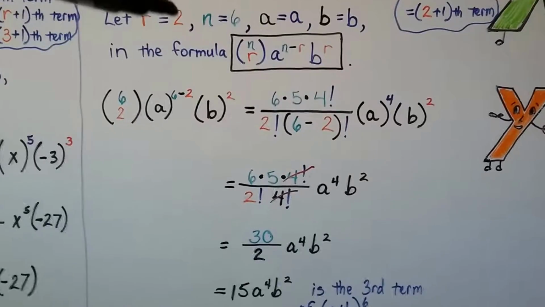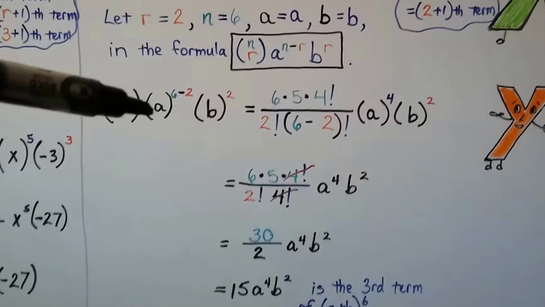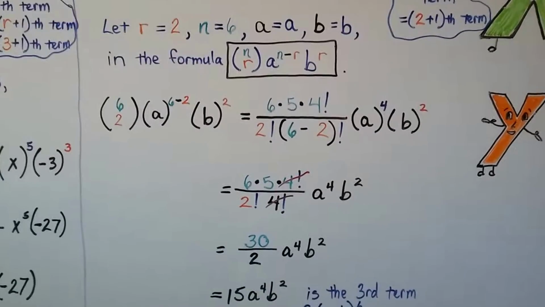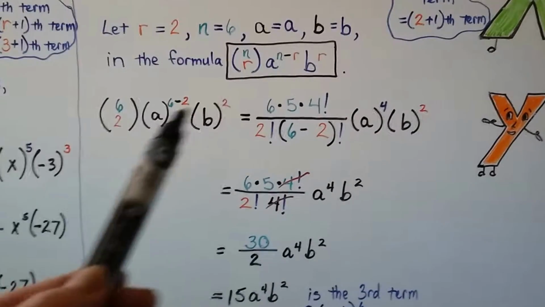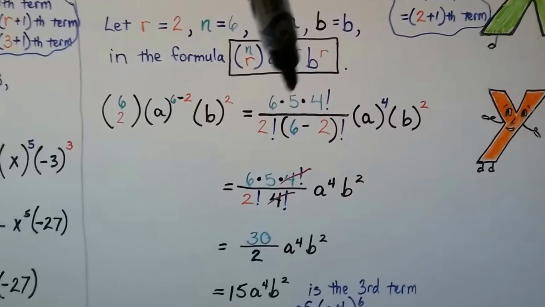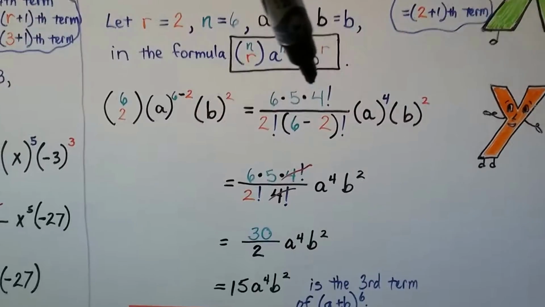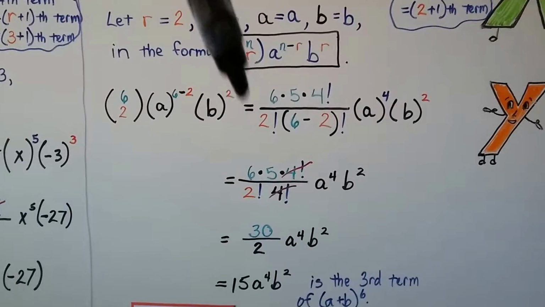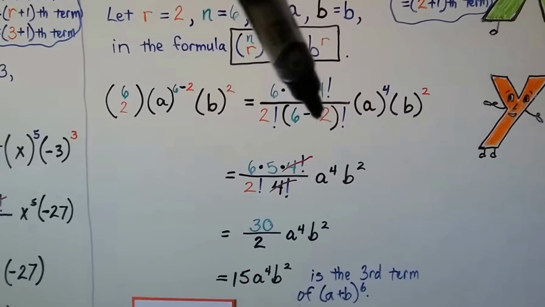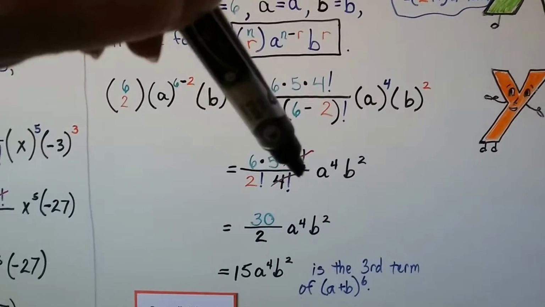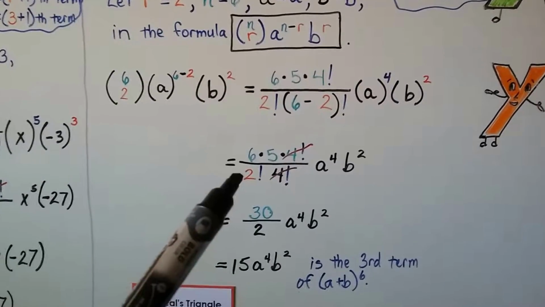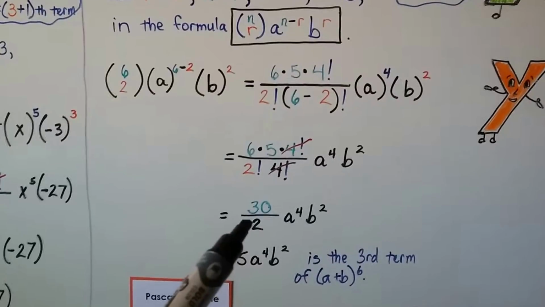So that means we have 6 choose 2. And then we have a to the 6 minus 2. And then b squared. See? Because that's the r. We can write it as 6 times 5 times 4 factorial divided by 2 factorial times 6 minus 2 factorial. That's going to give us a 4. We can cancel that 4 out with that 4 factorial. That leaves us with 6 times 5 divided by 2 factorial, which is a 30 divided by 2.